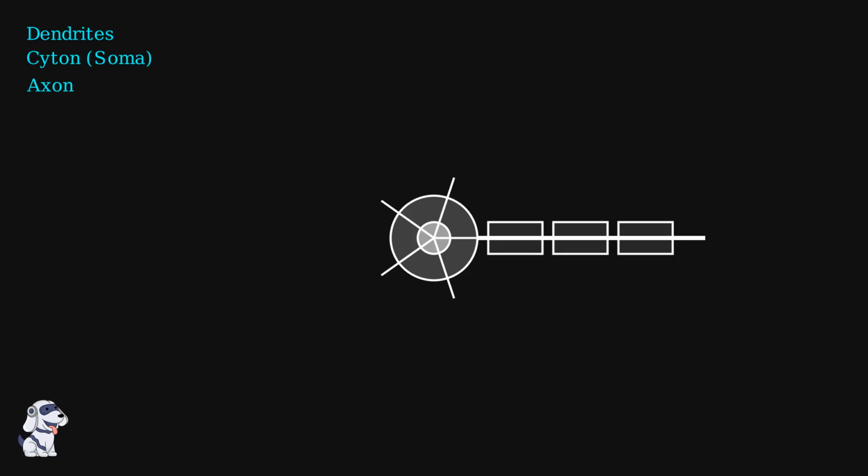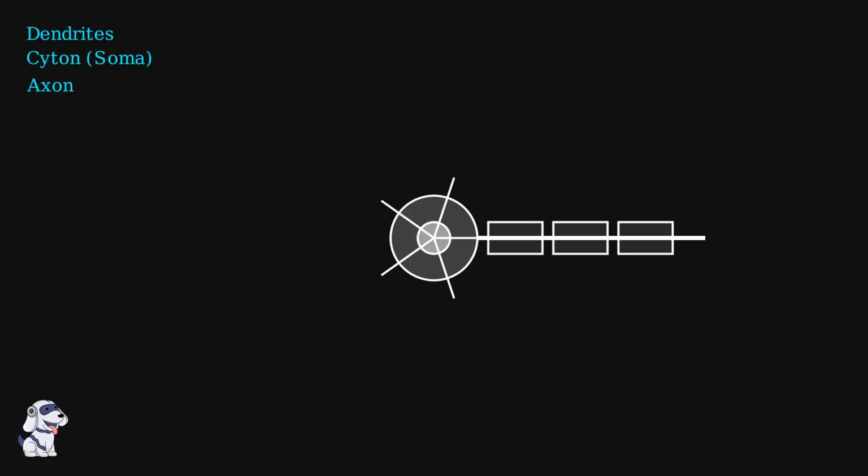A neuron is a highly specialized cell designed for electrical signaling. It receives inputs through branching structures called dendrites. These signals are processed in the cyton, or cell body, which maintains the health of the neuron. The message then travels along the axon, the main output path.